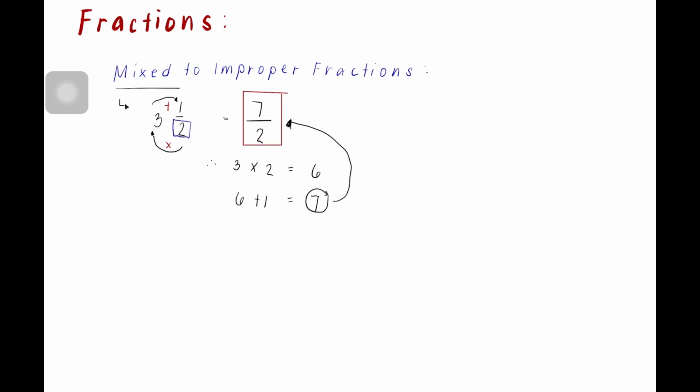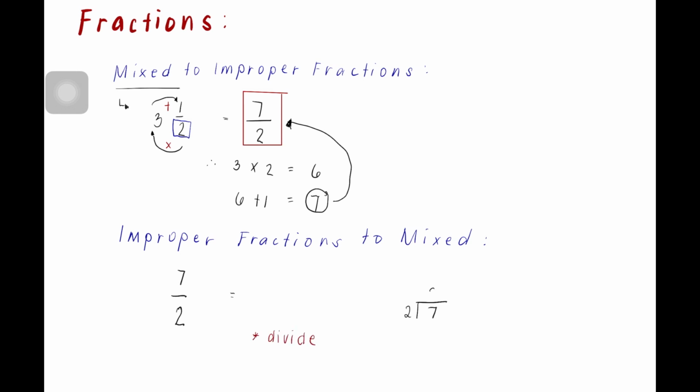Then vice versa, improper fractions to mixed fractions. Here we have 7/2, and the key here is to divide. So 7 divided by 2 is 3, which will now be our whole number. The remainder will be our numerator, which is 1, and then we just copy the denominator.